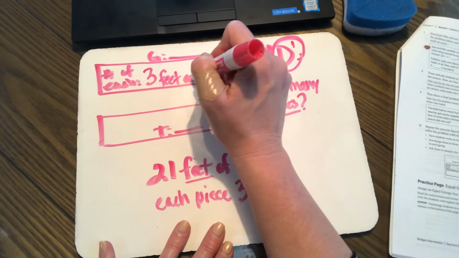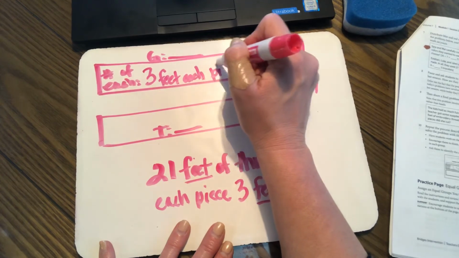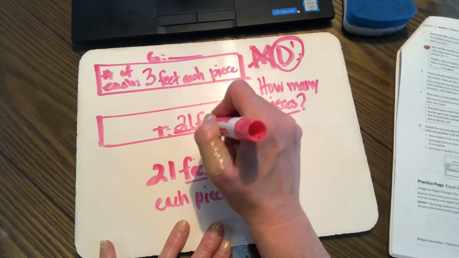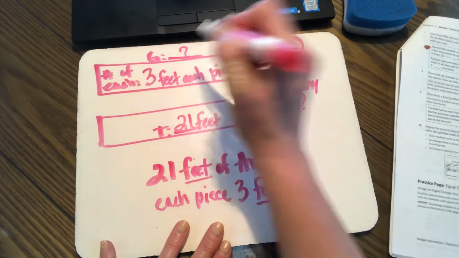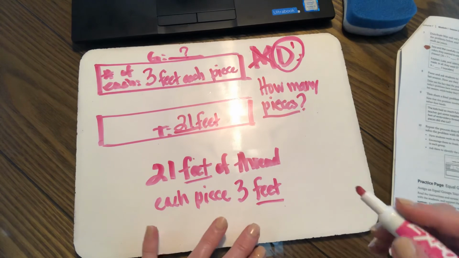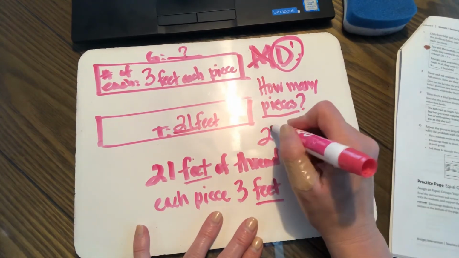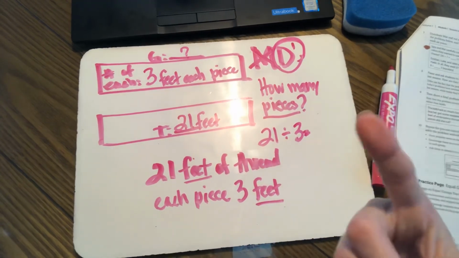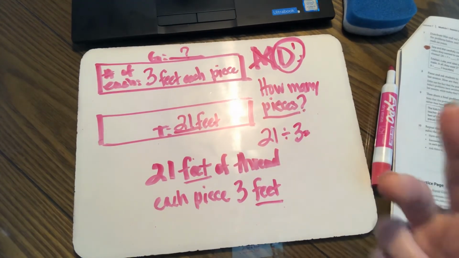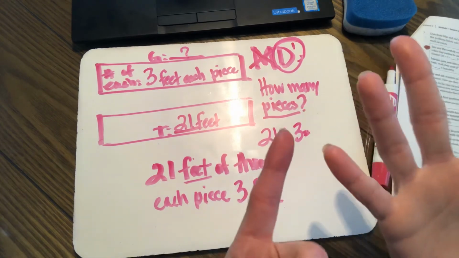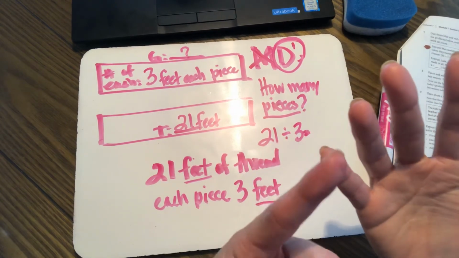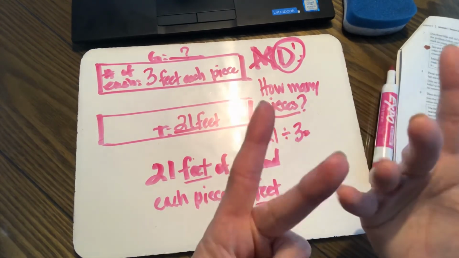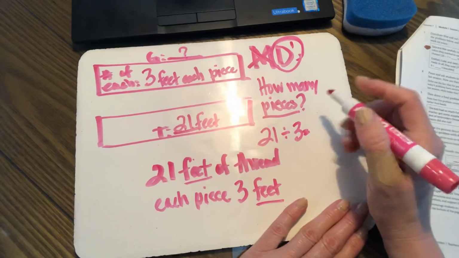So I'm going to put 3 feet each piece, and the total was 21 feet. And I'm looking for how many pieces or groups there were. So I'm going to do 21 divided by 3, and we are going to count by 3s to 21, boys and girls. Here we go. 3, 6, 9, 12, 15, 18, spacemen in their ships are waiting for 21. Looky there. I counted 7 times, which means there were 7 pieces.